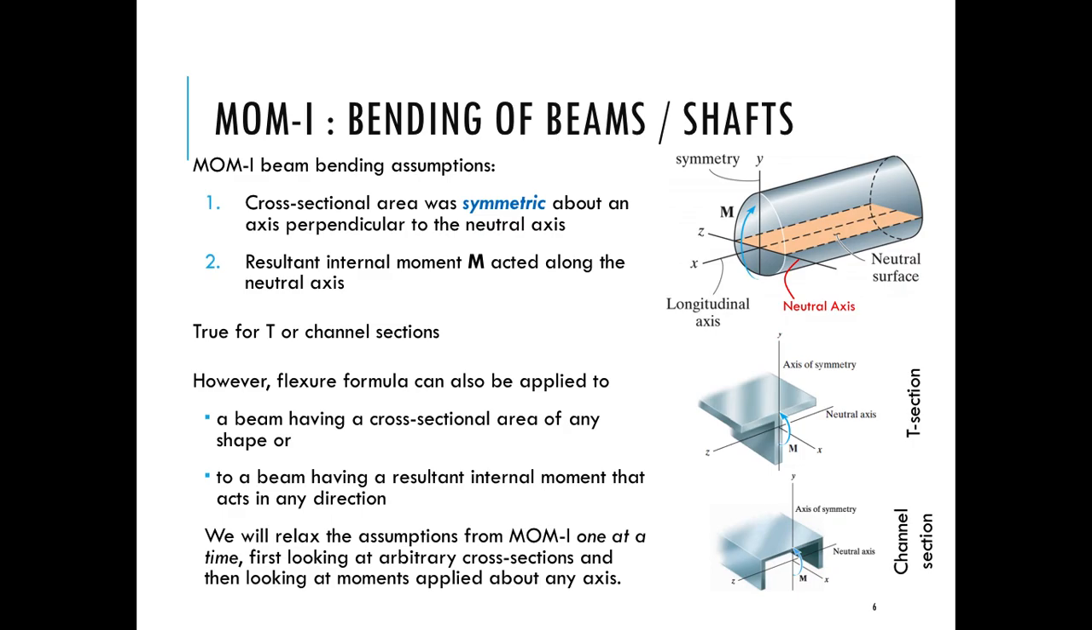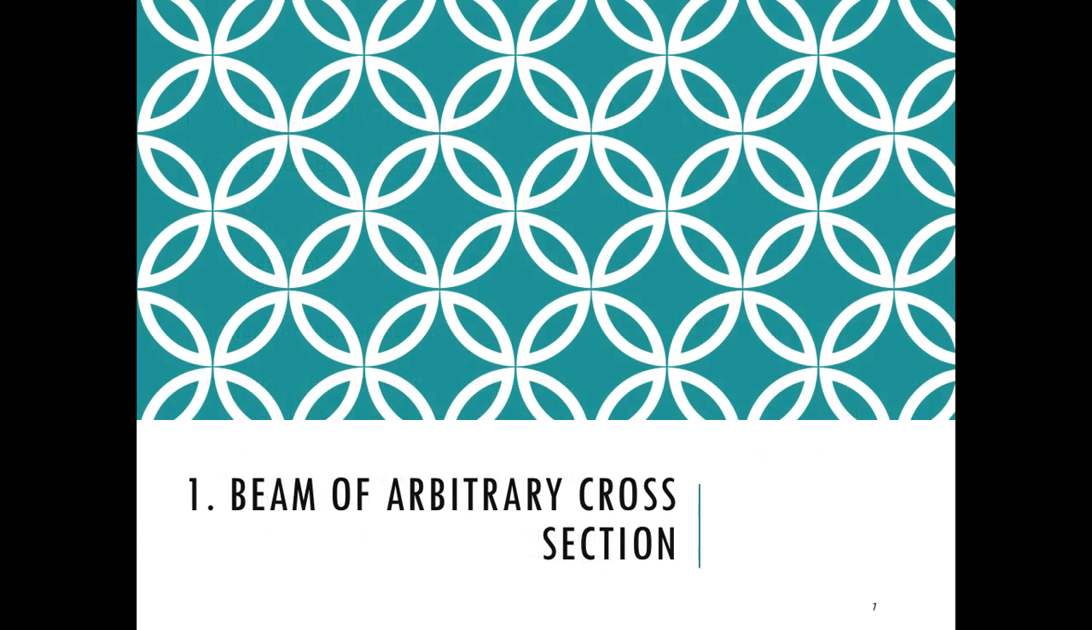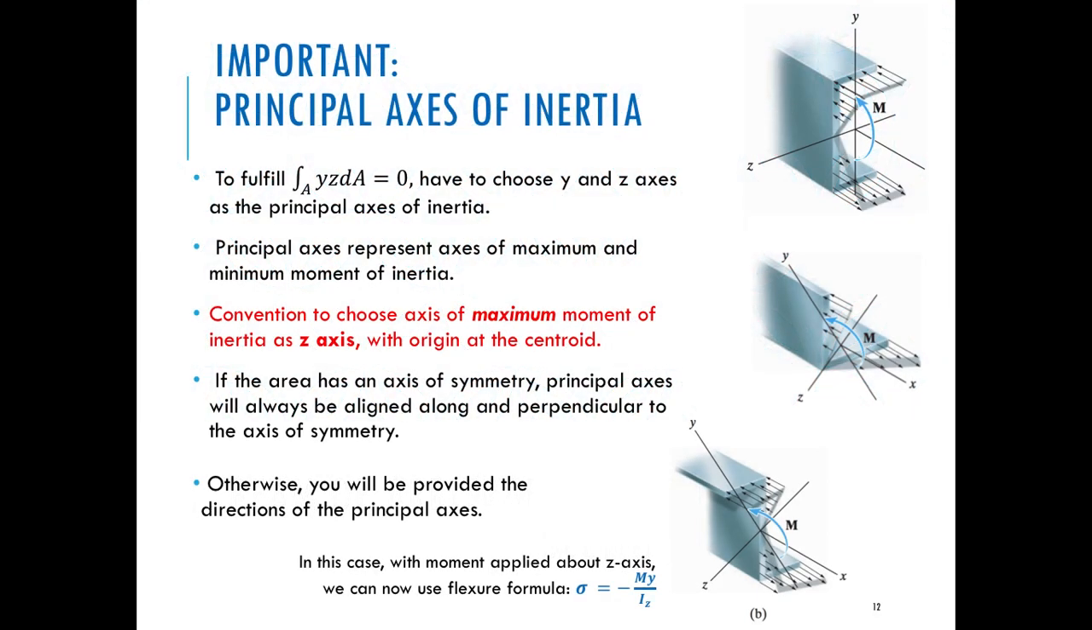Last week we relaxed our first assumption and started to look at beams with arbitrary cross-sectional shapes. That means that we could have either symmetrical or unsymmetrical shapes. And basically we saw how we can analyze any cross-sectional shape bending, given that we follow a series of systematic procedures.